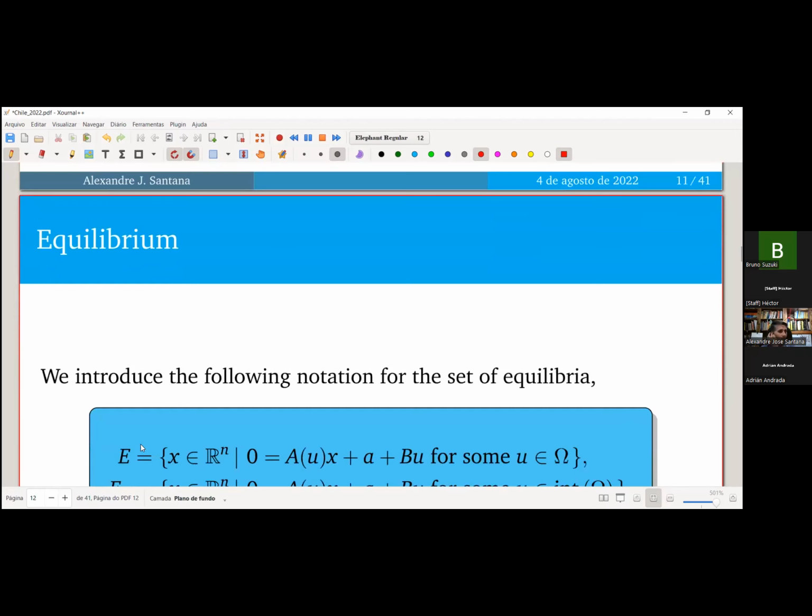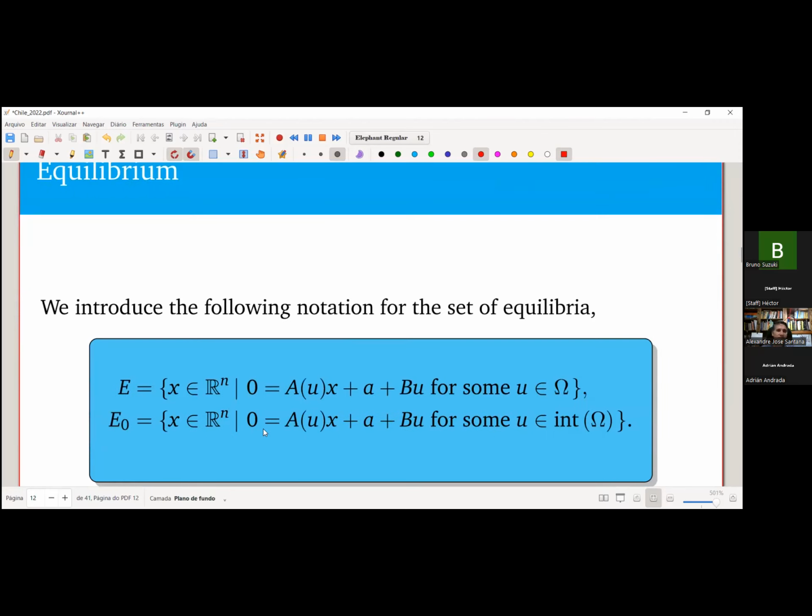And we also have the equilibrium set. The equilibrium set is the set of points of R^n such that we have this equality. And E0 is the set of points of R^n where this equality holds for u in the interior of Omega.